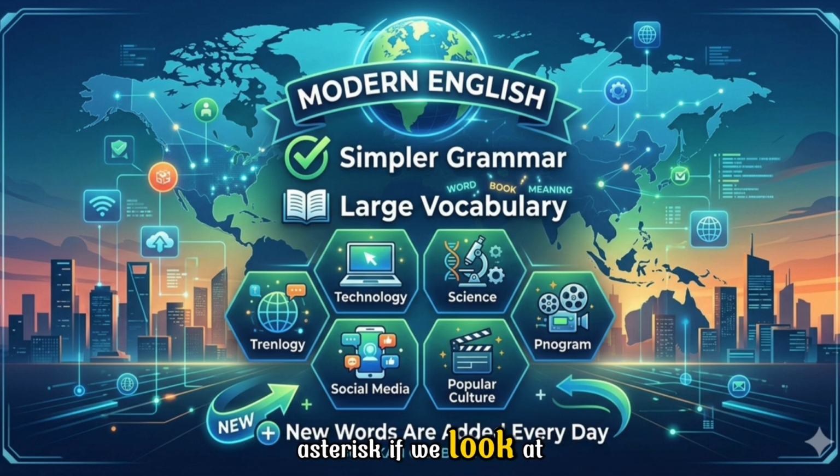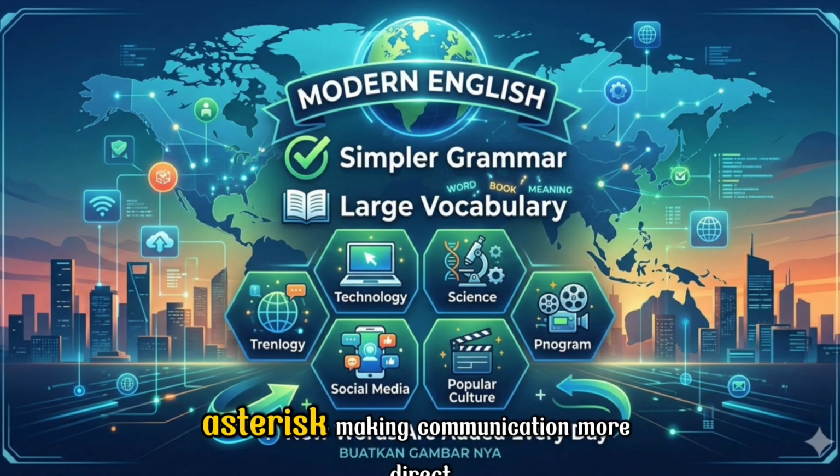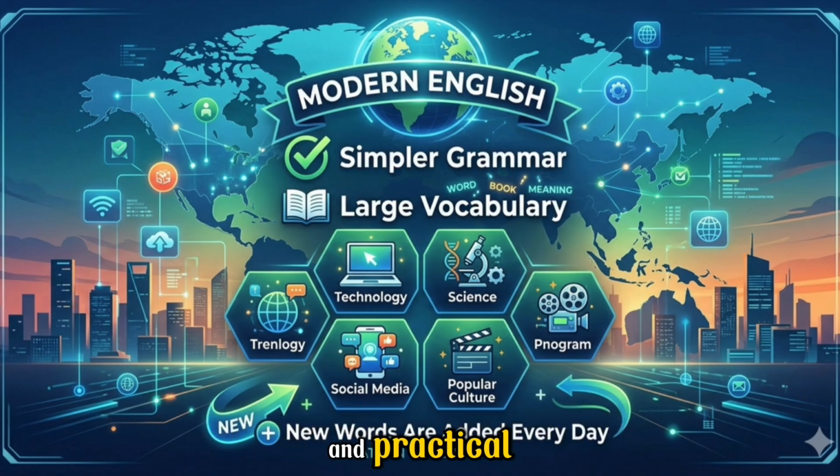If we look at modern English, there are several key characteristics that define it today. First, it features a much simpler grammar, making communication more direct and practical. At the same time, it boasts a remarkably large vocabulary that keeps expanding. These characteristics are heavily shaped by technology, science, social media, and popular culture, which is why new words are added every single day. Understanding these traits is the secret to mastering English in the modern world.